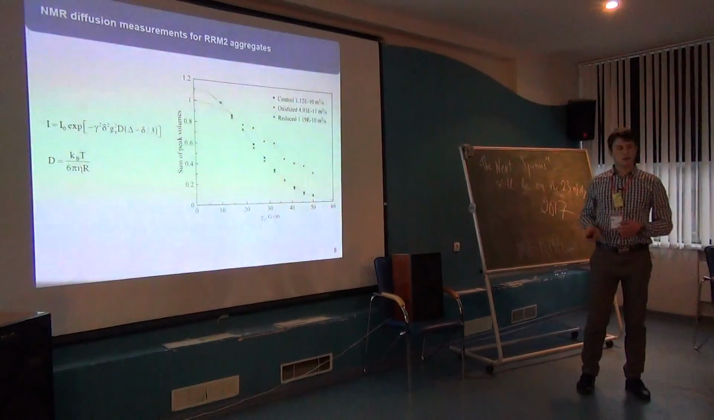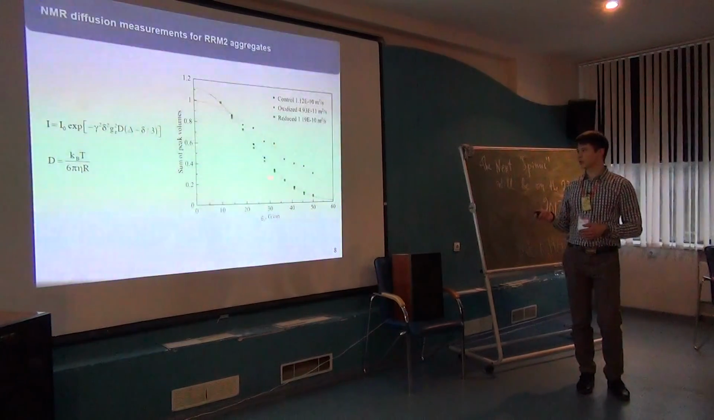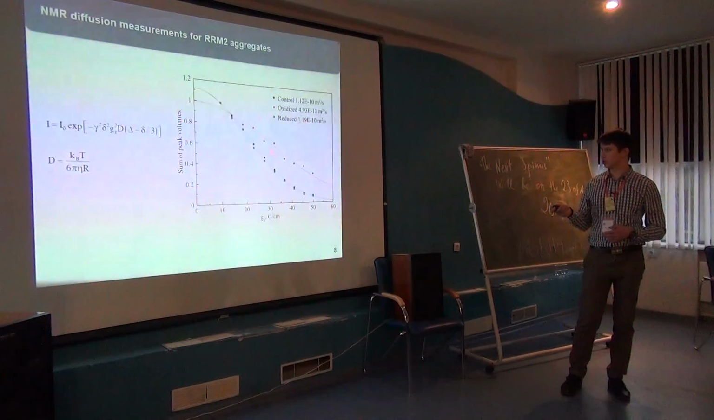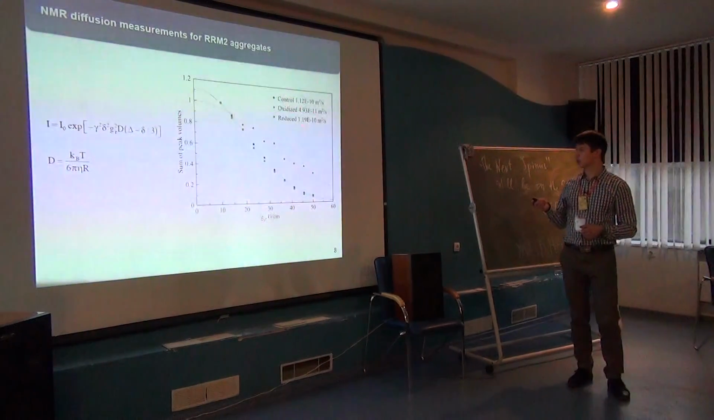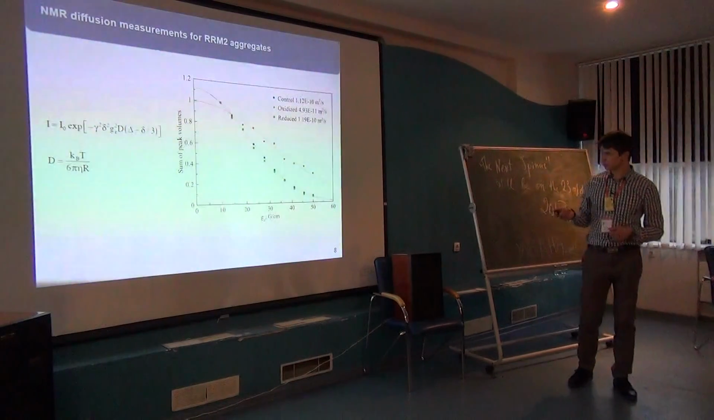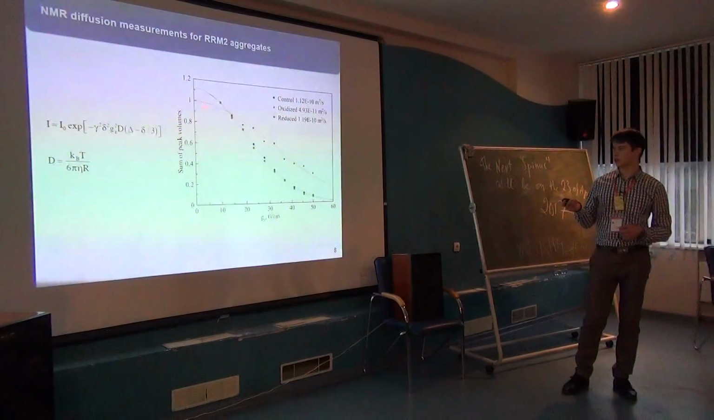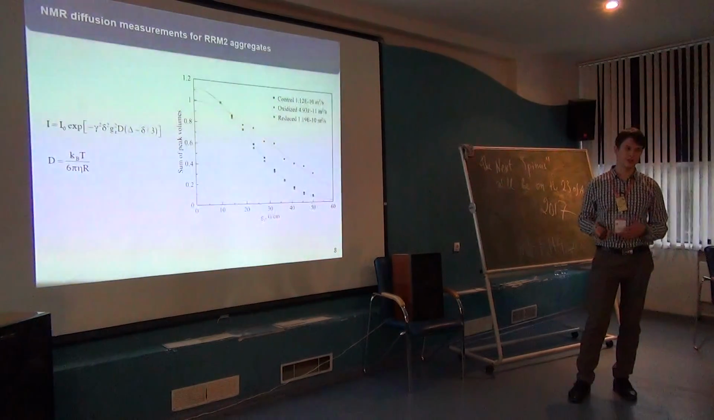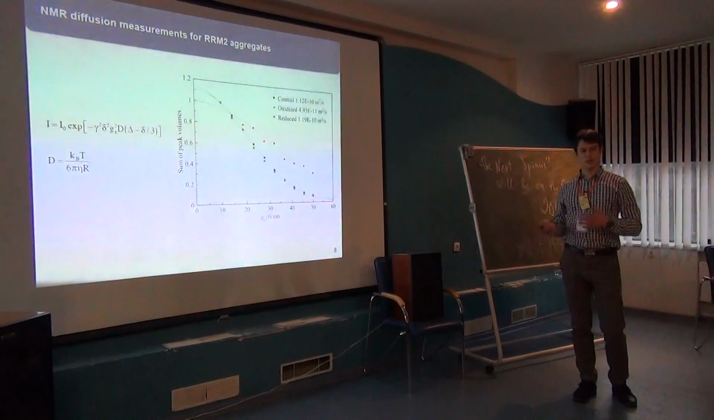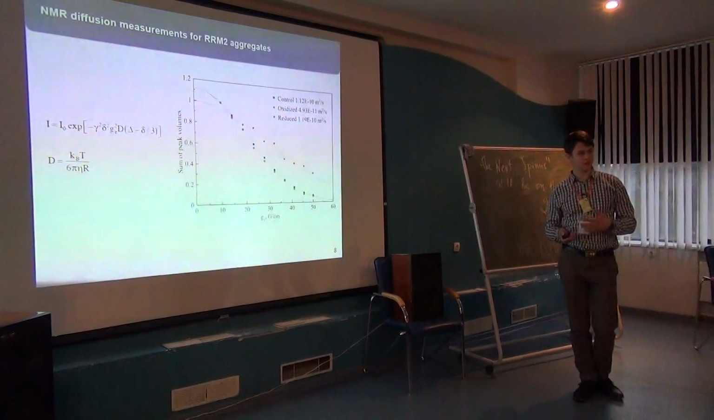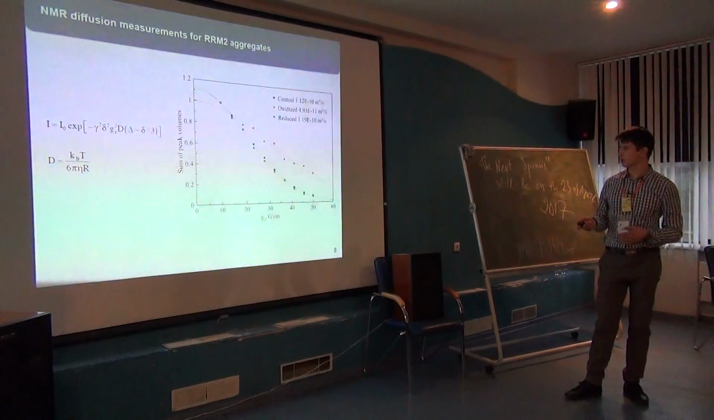We also measured NMR diffusion on the sample that was oxidized for 24 hours, and using fitting of the data with the standard Stejskal-Tanner equation, we found diffusion coefficients for these particles. For the oxidized sample we see a slower decay of intensity than for the control and reduced samples. It means that the oxidized sample contains particles that have slower diffusion, and it's consistent with our previous findings.